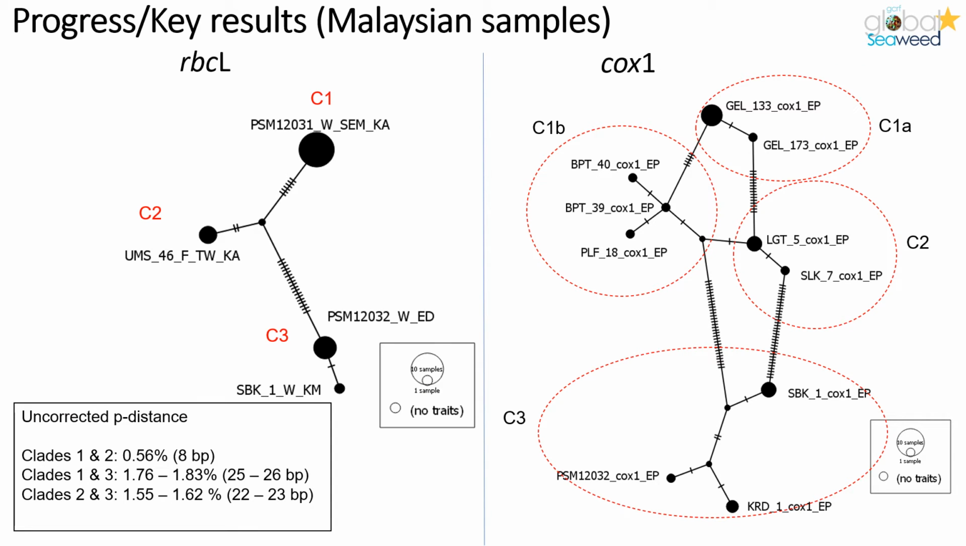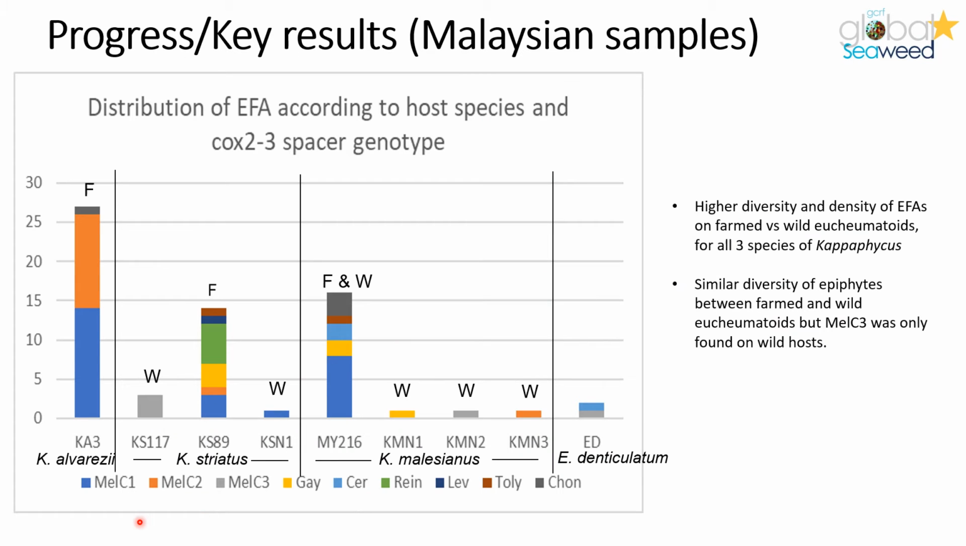This is just to show the genetic structure indicated by the RBCL and COX-1 genetic markers. So effectively, we found higher diversity and density of the EFAs on the farm versus the natural populations of eucheumatoids for all three species of epiphytes. And we also observed a rather similar diversity of EFAs between the farmed and the wild eucheumatoids, but as I mentioned earlier, Melanothamnus platretroversus was only found on the wild host.